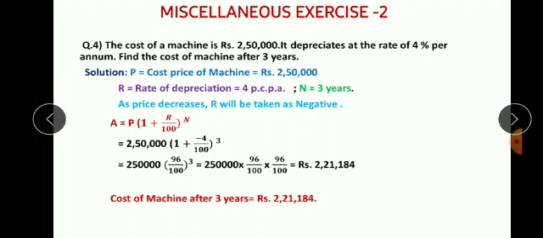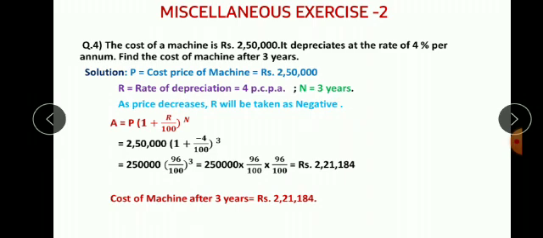And if depreciation, what does it mean? It decreases, the value decreases, so R will be negative over here. And N is what? The time period is what? 3 years, so N is equal to 3 years. Now here, as the price of the machine decreases, R will be taken as negative.